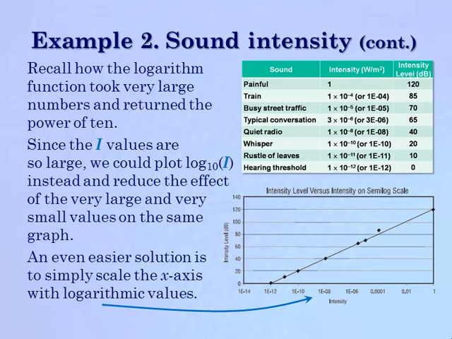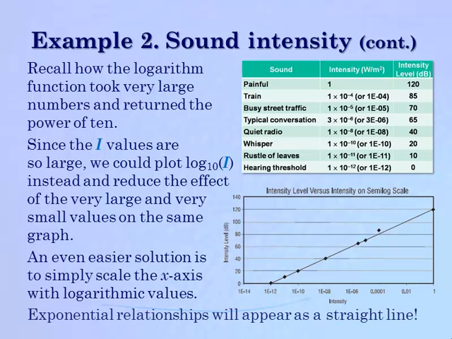So we'll see here that our horizontal axis is actually logarithmic in nature. It's not linear. And when we do that, we get a straight line relationship almost. One of the values departed a little bit, but our exponential relationships will appear as a straight line.